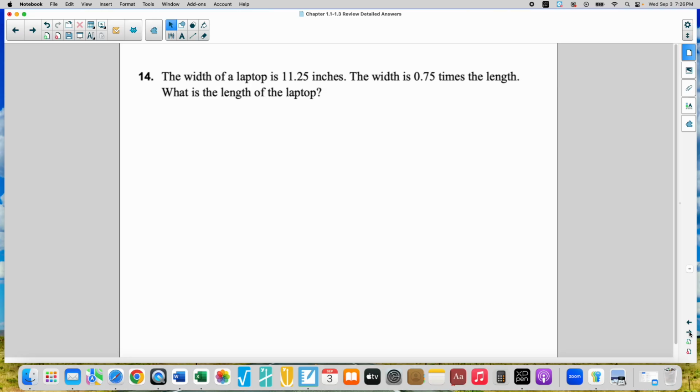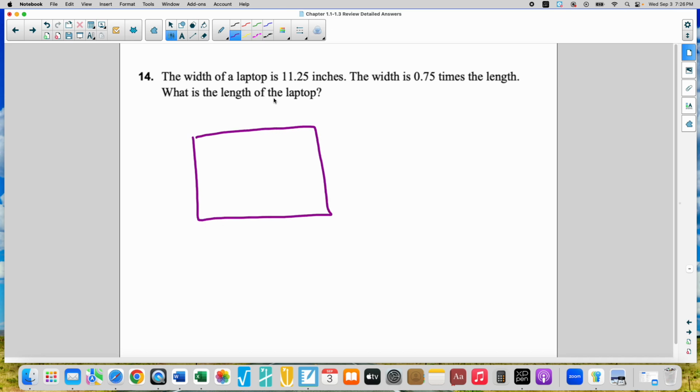The width of a laptop is 11.25 inches. The width is 0.75 times the length. What is the length of a laptop? So we've got a laptop. A laptop looks like this. It's this, this, and this. So this is width. We'll label this width. The width is 11.25 inches. The width is 0.75 times the length.